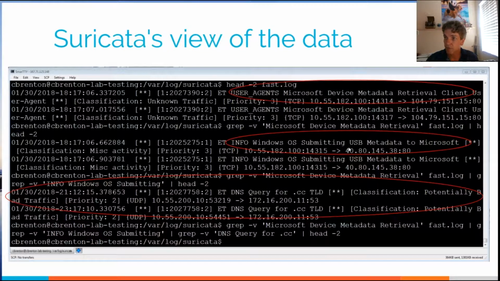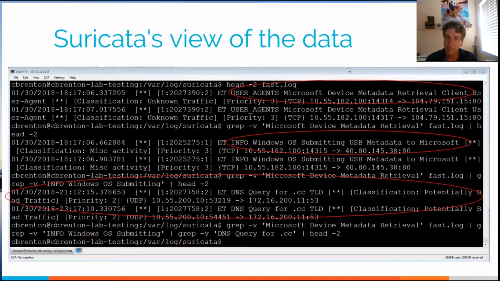So Suricata said, this could be interesting. And it could be. If you're in an environment where people aren't supposed to be plugging in new hardware, the fact that a system is looking for drivers for new hardware might be interesting to you. Is it indicative of command and control though?